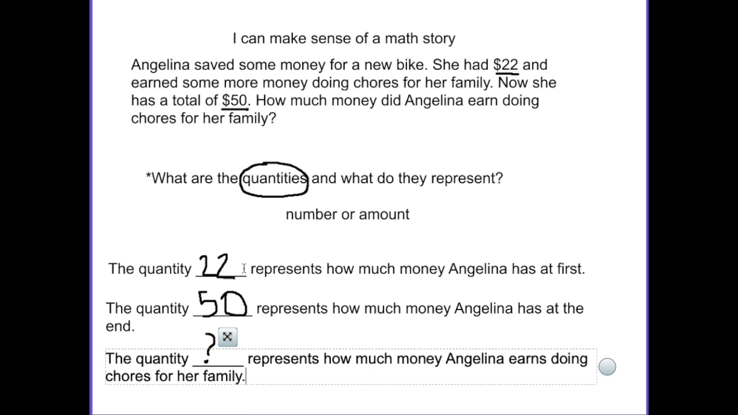So now we have all of our quantities. The 22 represents how much money Angelina has at first. The quantity 50 represents how much money Angelina has at the end. And the quantity blank, or the unknown quantity, represents how much money Angelina earns doing chores for her family.